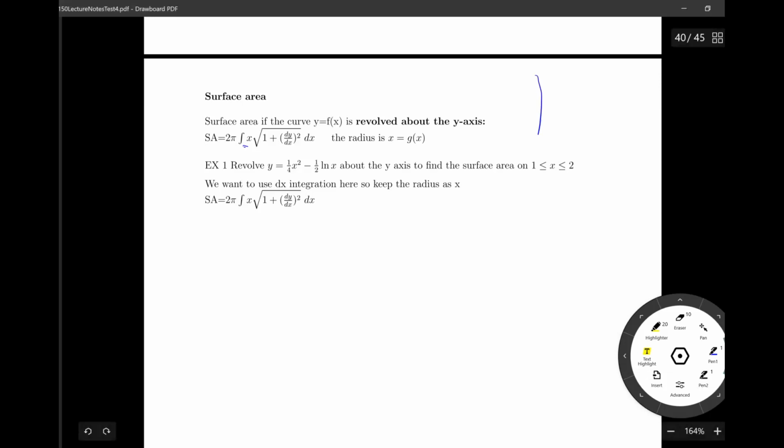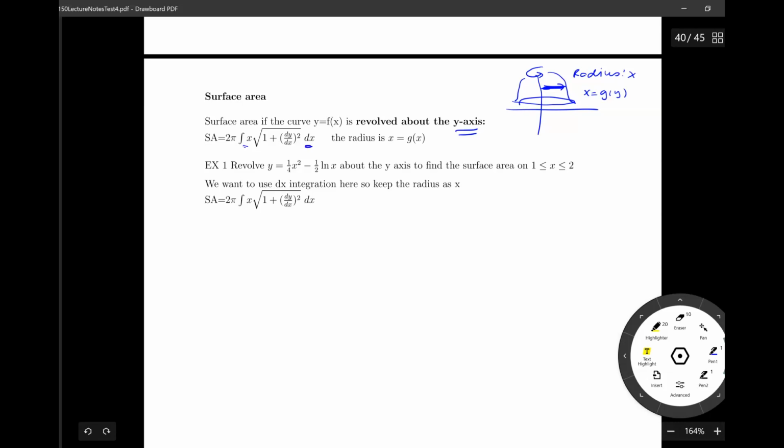All right, so we want to think about finding surface area if we take a curve and revolve it around the y-axis. It looks something like this. So the radius will be this distance. So the radius now will be x, and x is the same as saying g of y.